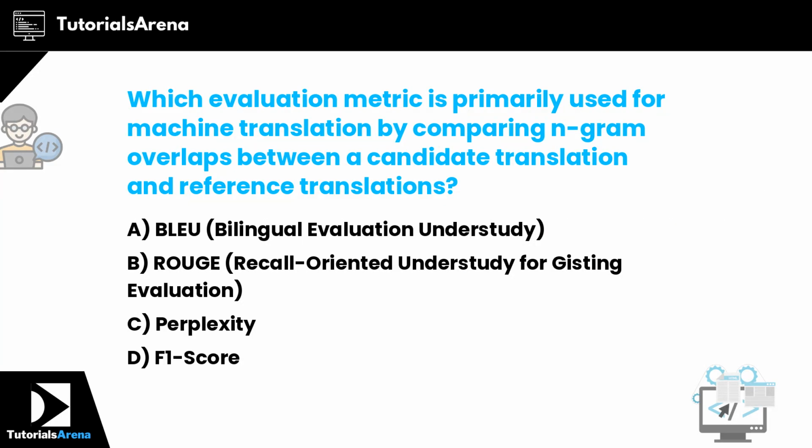Which evaluation metric is primarily used for machine translation by comparing n-gram overlaps between a candidate translation and reference translations? The correct answer is option A, BLEU, bilingual evaluation understudy.